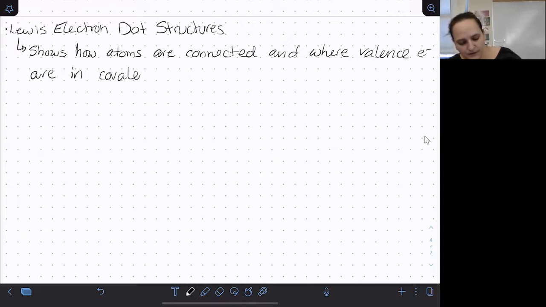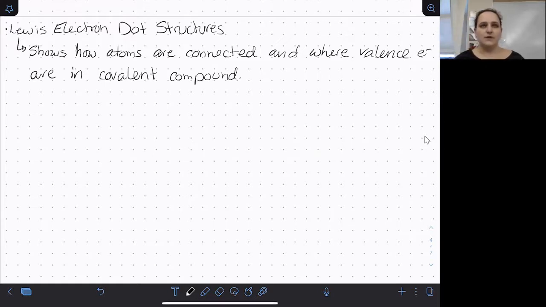In a covalent compound, in a covalent molecule. We'll go with compound. So these are meant to really just show us the connectivity and how the electrons are arranged. They don't actually show us the three-dimensional shape, and we'll get into how we figure that out a while later in the unit. For now, focusing on connectivity, and then we'll figure out how that translates into an actual shape later on.